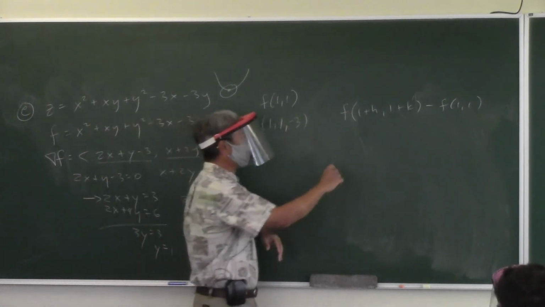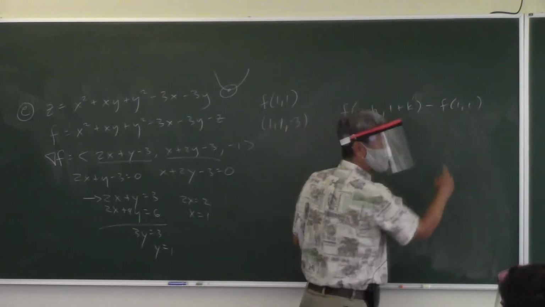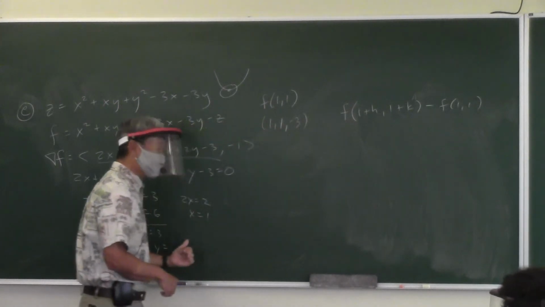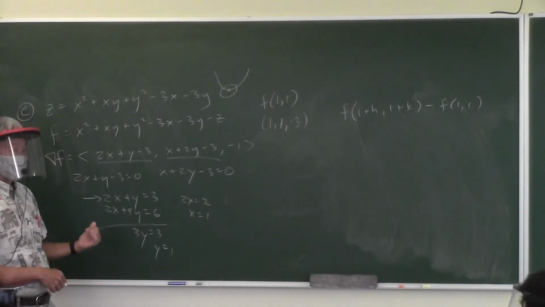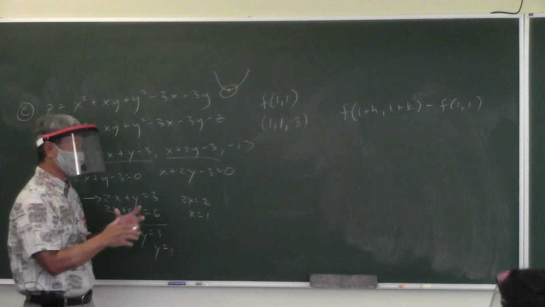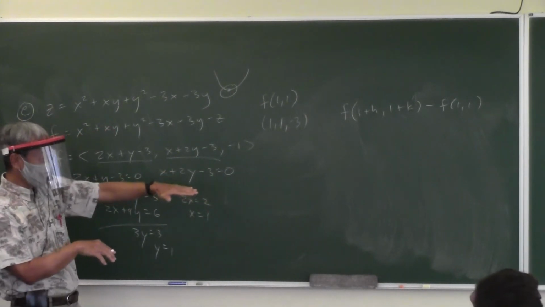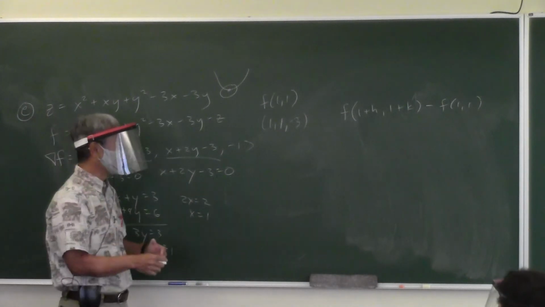Okay, wait, before we even move on, where did the 1 and 1 come from, Mr. Park? Solve f_x equals 0, f_y equals 0. That's the stationary point. That's when both the x and the y components are 0, which means the tangent plane is parallel to the xy plane. That's a possible maximum or minimum point.